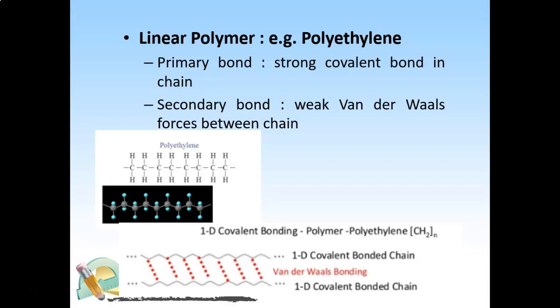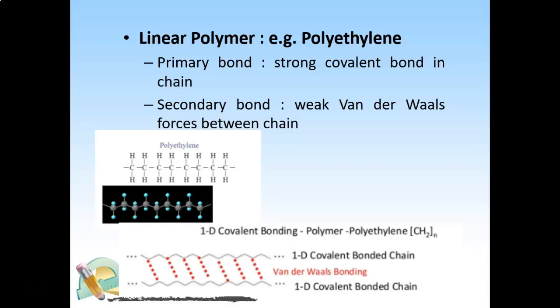We proceed with the linear polymer. Now we look at the example of the linear polymer, which is polyethylene. The linear polymer is the simplest polymer. It is simply a chain in which all of the carbon-carbon bonds exist in a single straight line. Another example is Teflon, which is made from tetrafluoroethylene.